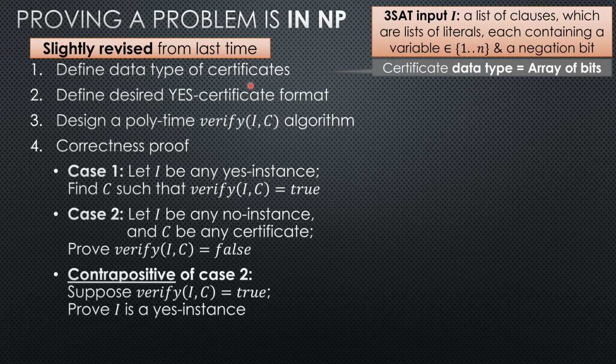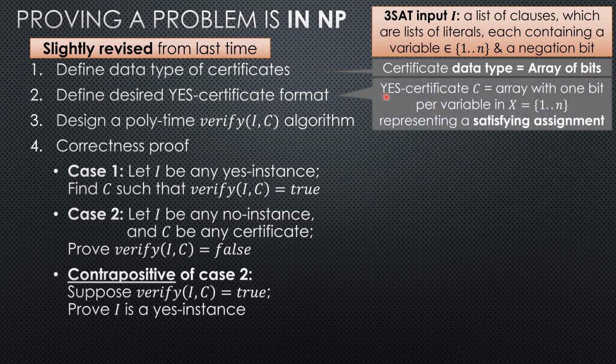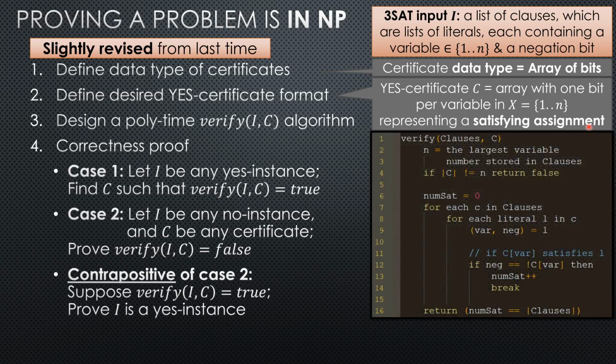Okay, so what's our certificate type? It's going to be an array of bits. That's the data type. Now what's our yes certificate going to look like? Well, a yes certificate C is going to be an array with 1 bit per variable in our formula. Remember, the variable names are just 1 to n. So it's an array with n bits, where n is the number of variables. Each bit is going to be true or false, representing what that variable should be assigned. And this certificate will represent a satisfying assignment that makes the formula true. That's a yes certificate.